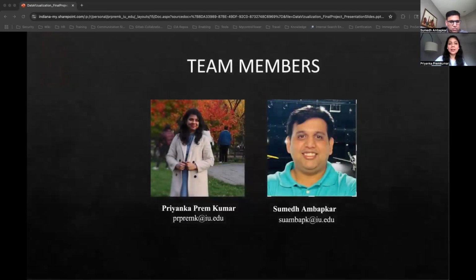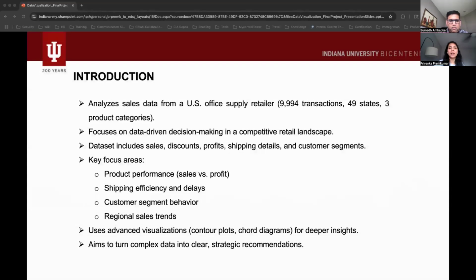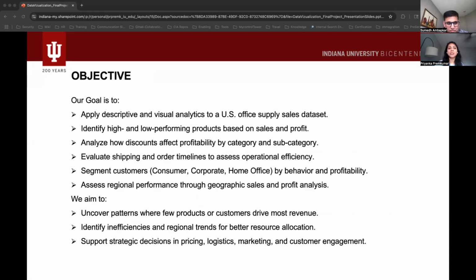Starting with the first slide, this slide is for the introduction, in which the project analyzes the US office supply retail data set with 10,000 transactions across 49 states and three product categories. Driven by the need for data-informed decisions in a fast-paced retail market, we explore product performance, shipping, customer behavior, and regional trends using metrics like sales, discounts, and profit. We go beyond standard charts using advanced visualization like sunburst chart and chord diagrams to uncover deeper strategic insights.